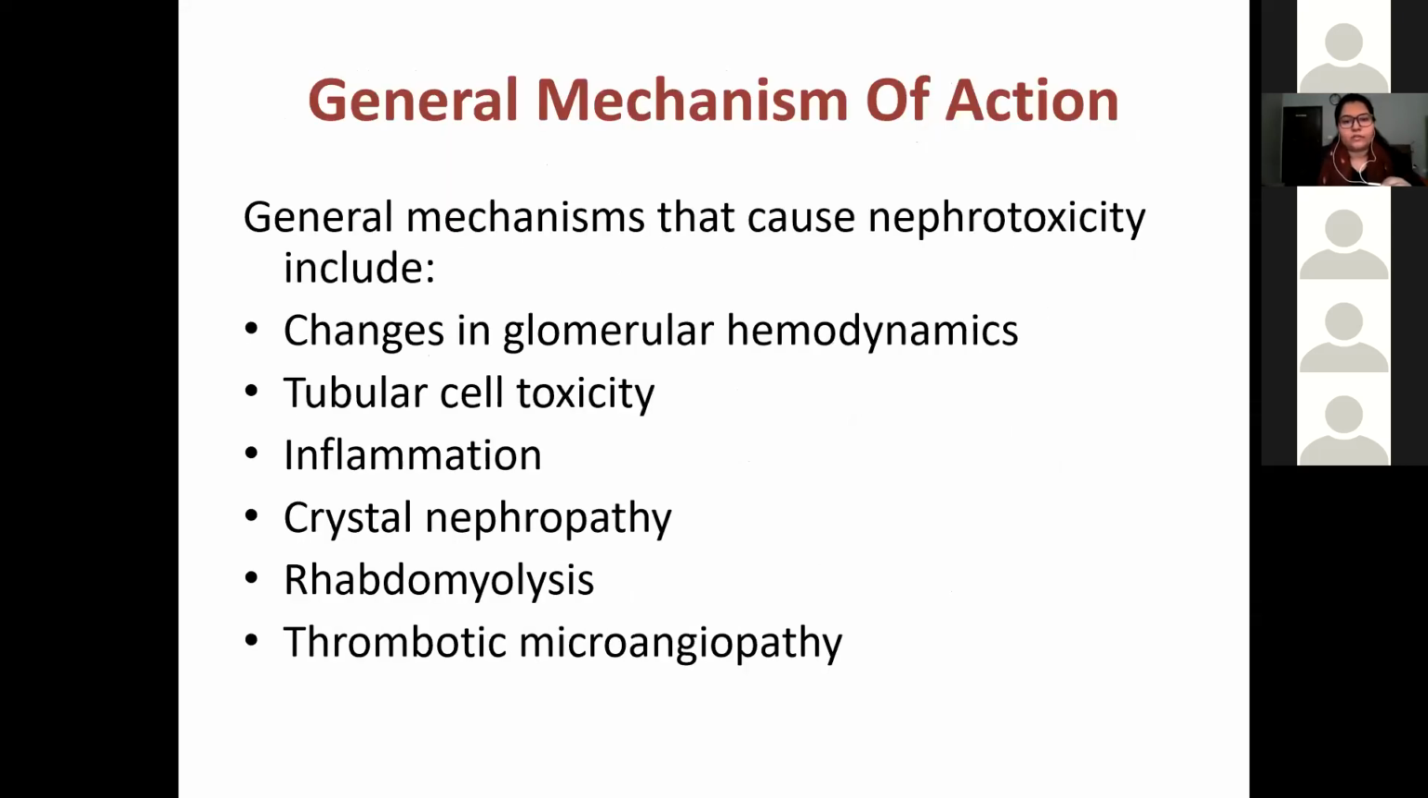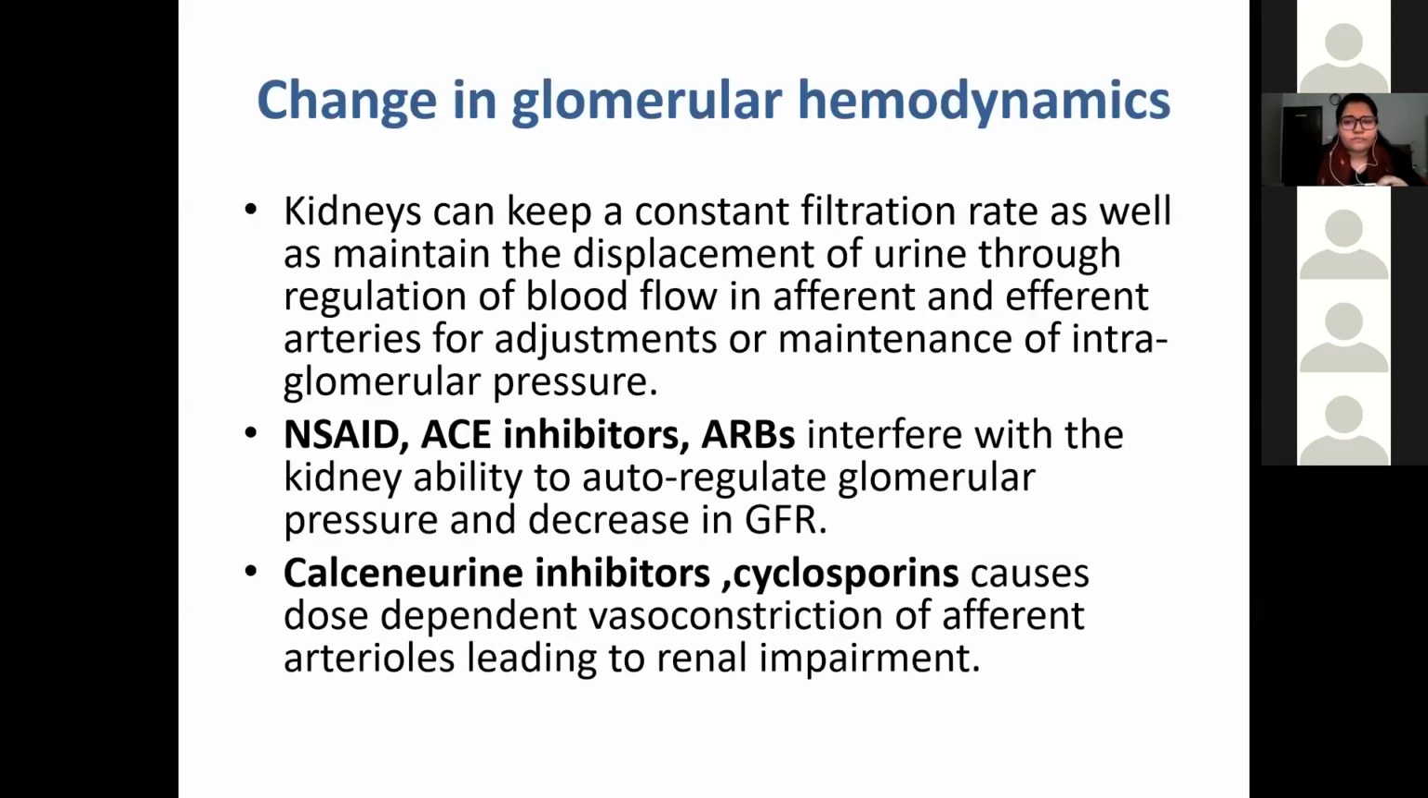Generally, the mechanisms of nephrotoxicity are divided into these parts: change in glomerular hemodynamics, tubular cell toxicity, inflammation, crystal nephropathy, rhabdomyolysis, thrombotic microangiopathy. So, first we'll look into these general mechanisms, and then we'll study a few drugs which are the major nephrotoxic drugs, and which of these mechanisms apply to them. Okay. So, change in glomerular hemodynamics.